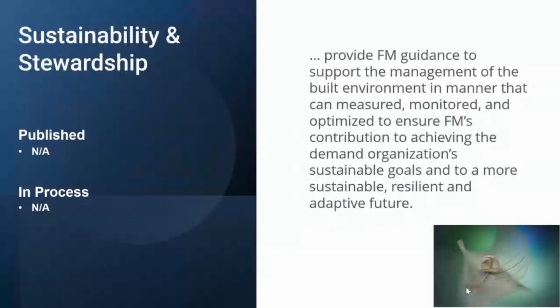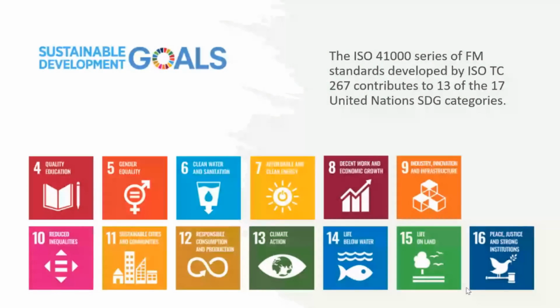Finally, we look at sustainability and stewardship. This is about ESG goals, environmental, social, governance, and sustainable development goals, things like net zero carbon. Again, key to priorities in most FM organizations today. How do we provide guidance on effectively managing the built environment that we can measure, monitor, and optimize to ensure we're achieving the demand organization's sustainable goals for the future? And again, this looks at 13 of the 17 UN Sustainable Development Goal categories listed here on how to systematically achieve these objectives.